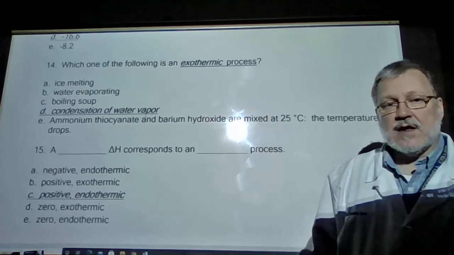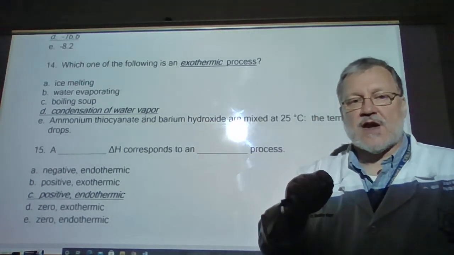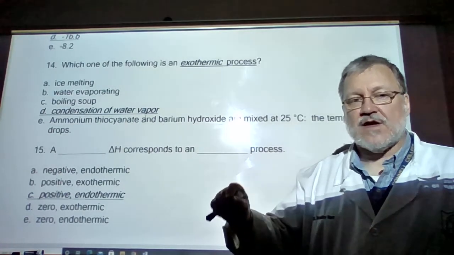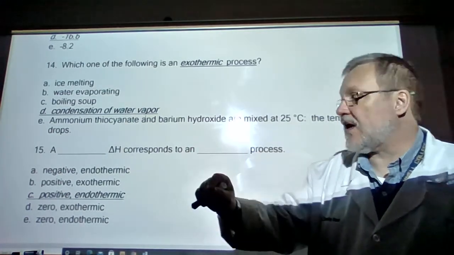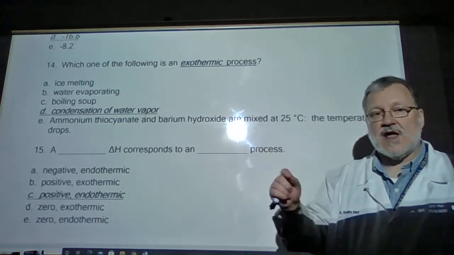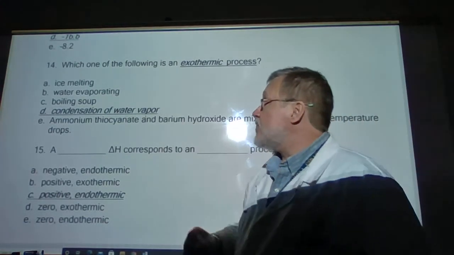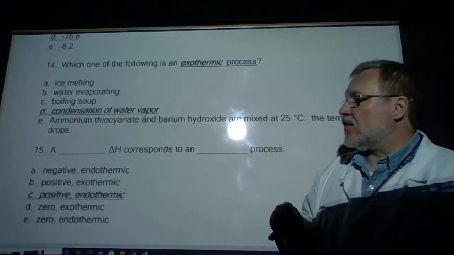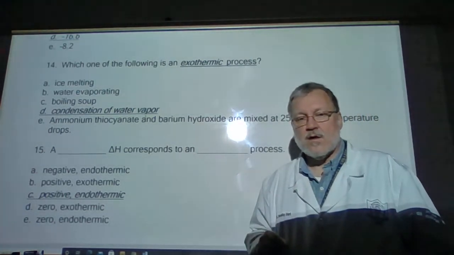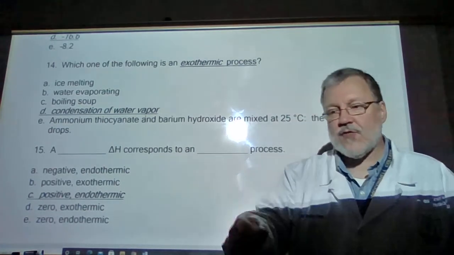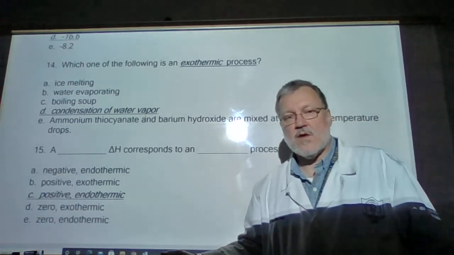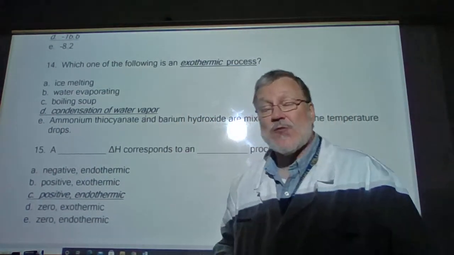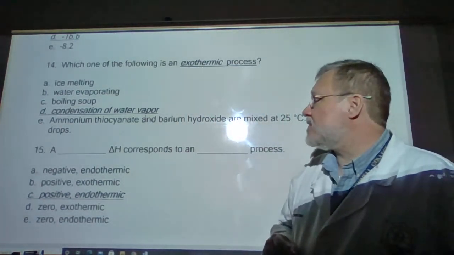Water evaporating. Here we're changing the phases from liquid to gas. That is an endothermic process. We have to add heat for that to occur. So ice melting is an endothermic process. Water evaporating is an endothermic process. If we boil soup, do you put soup when you're boiling it in a freezer or do you put it on the stove? Usually if you're boiling something, you're adding heat to it. Boiling soup is an endothermic process.